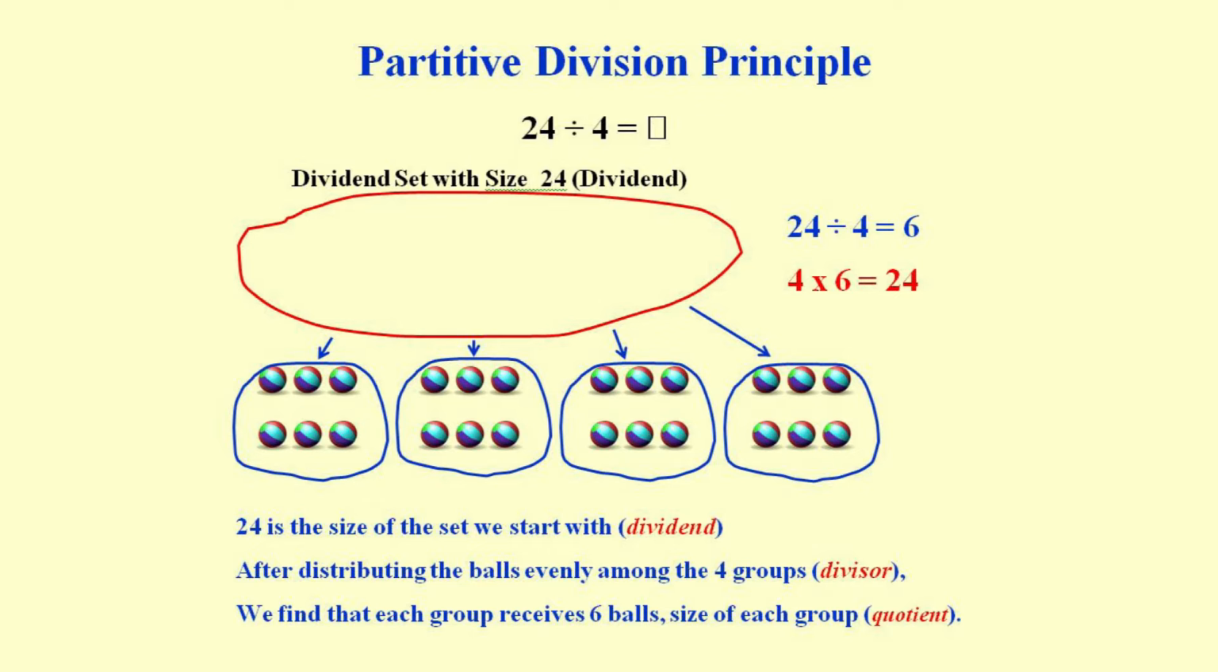Again, remember the terms that are associated with division, and we've been talking about partitive division. For division there is a dividend, that's the size of the set we start with. There's a divisor, that's the number of groups we're going to separate the objects of the dividend set into. And then there's the answer called the quotient. So it's the size of each of the groups, okay? Any one of those groups could be the target set, but it's the size of each of those groups because they're all the same size.